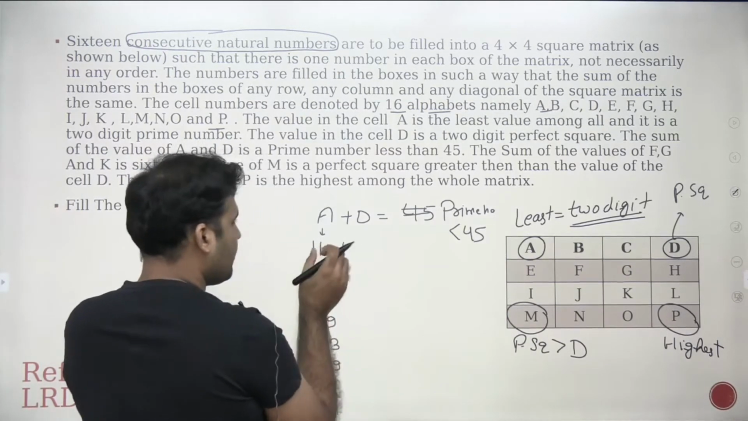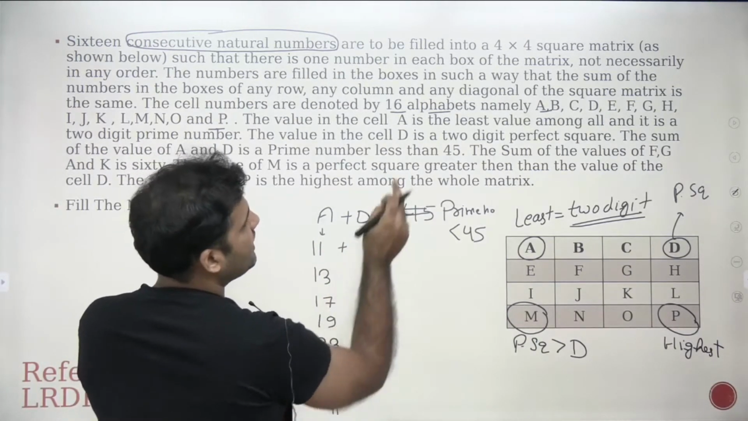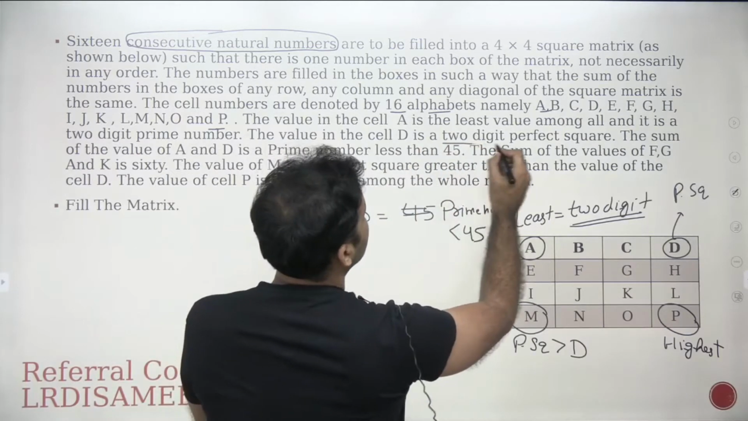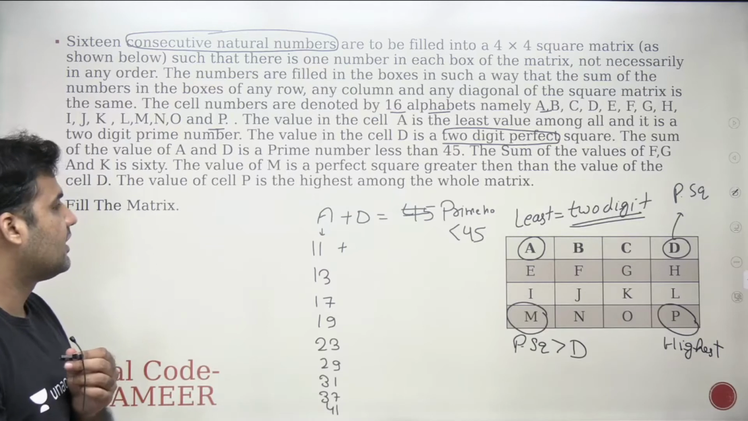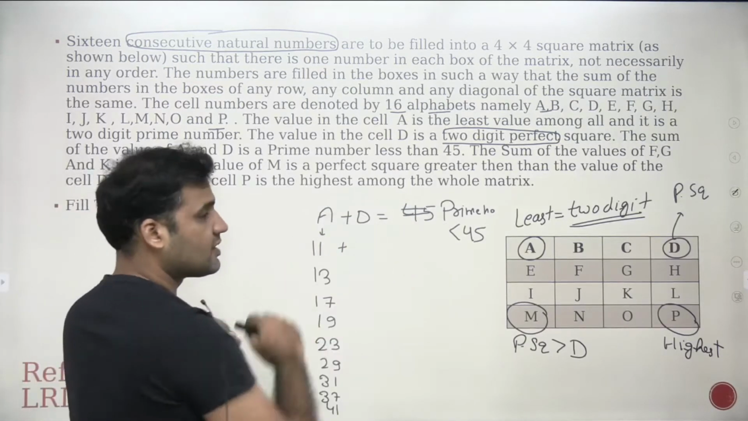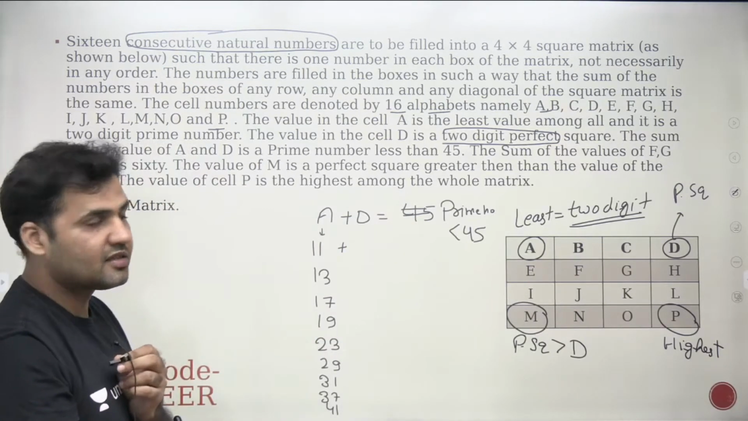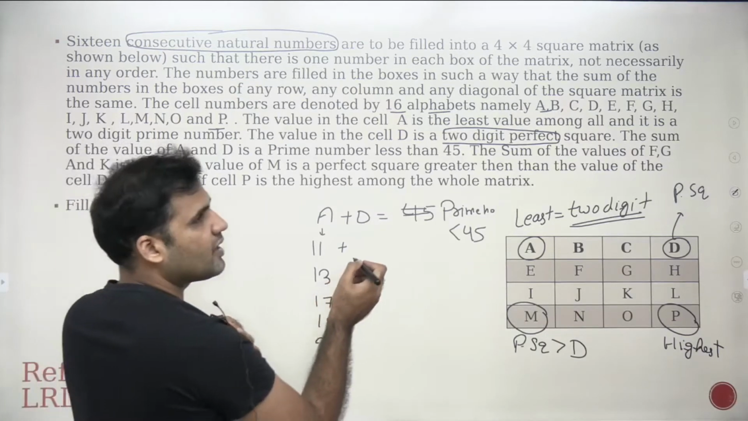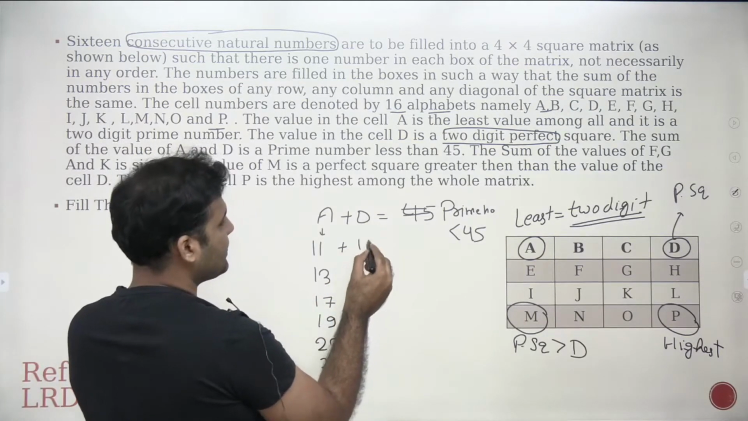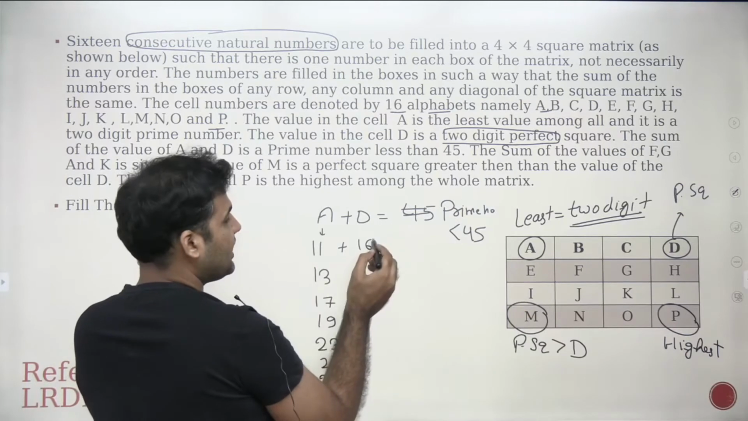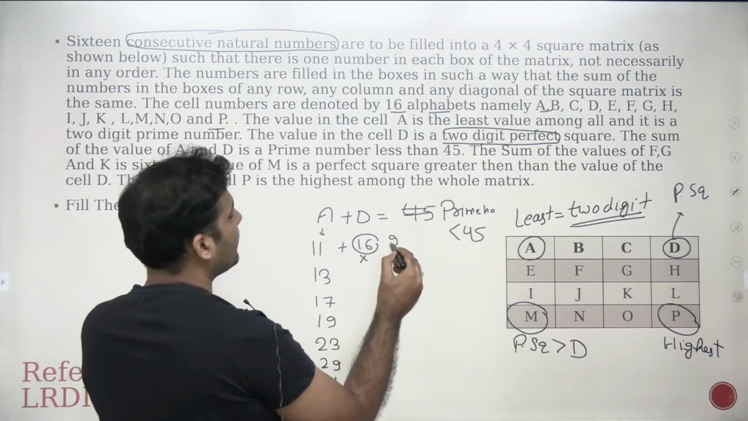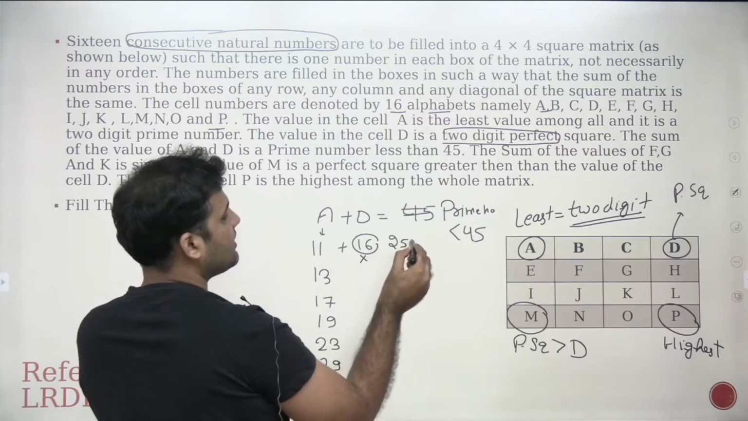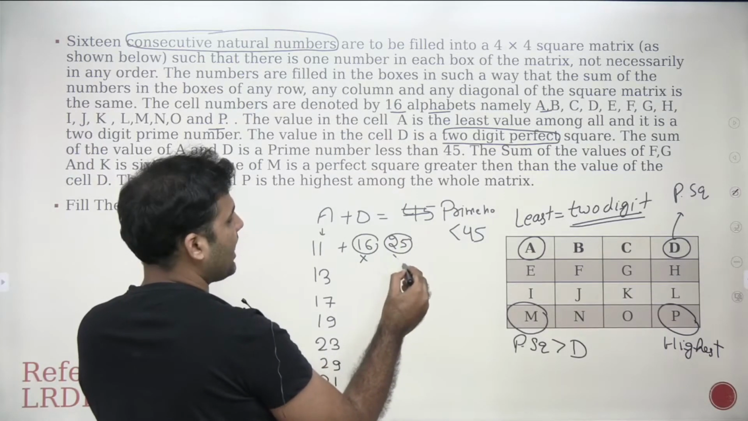So now tell me, D is a 2-digit perfect square, right? Which number is a 2-digit perfect square, and both of them should result into a prime number that is less than 45. You see that the first 2-digit perfect square is 16. Will 16 work here? 16 plus 11 is 27. It will not work. Next perfect square is 25. 25 plus 11 is 36, right? It's not a prime number, right?